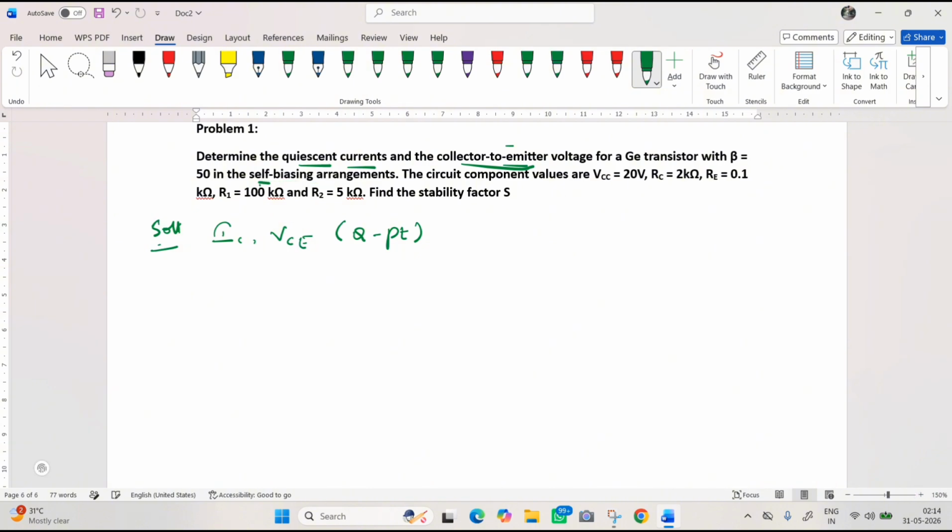Whenever he says self-biasing arrangement, self-biasing is nothing but a voltage divider bias.